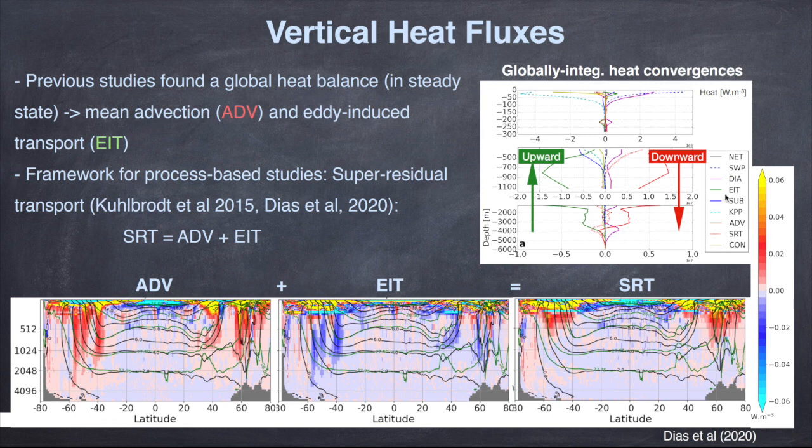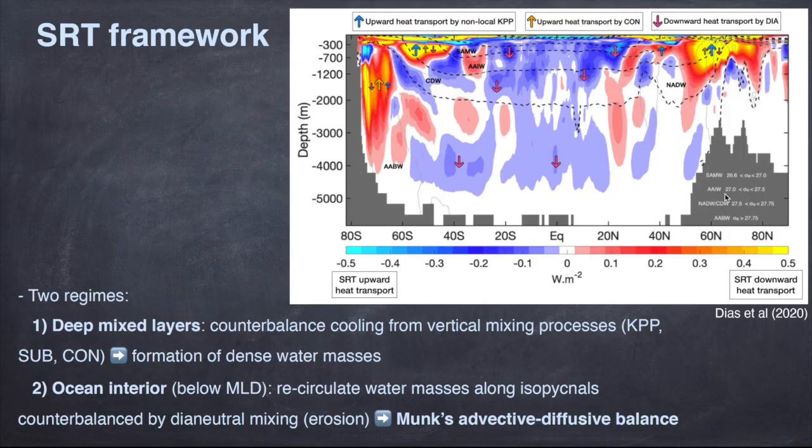another framework has suggested the combination, or the superposition, of the advection and eddy transport into a single process called the super-residual transport, the SRT. And here in the zonally integrated budgets, in the figures at the bottom, you can see that the SRT, as opposed to the same signal that advection and eddy transport hold at different depths, has two different regimes. One at deep mixed layers where it warms, and another one below those mixed layers, the ocean interior, where it has a cooling effect.